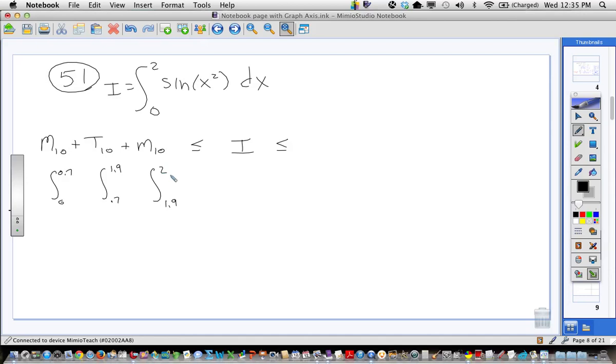Does that make sense? So this would give us an under approximation, this would give us an under approximation, and this would give us an under approximation, but we divided it up into those intervals so we knew something that would be under.